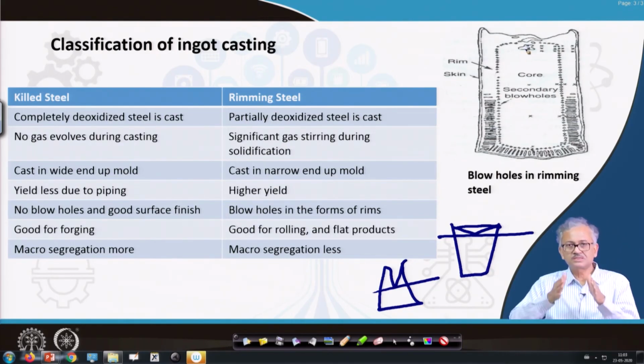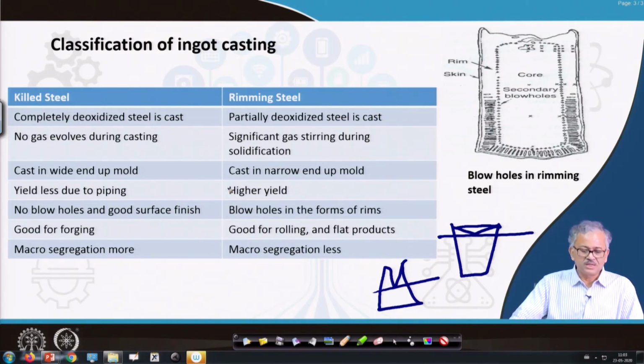If it is cast in a narrow end of mold, it is better because of the gas pressure that develops. It will have a little higher pressure. Gas pressure will be a little high. The boiling will be more vigorous. If you cast rimming steel in a wide end of mold, then the gas will easily escape to the atmosphere, so it may not give that much vigorous boiling. Okay, so just like this. So rimming steel is cast in a narrow end of mold, and killed steel is cast in a wide end of mold.